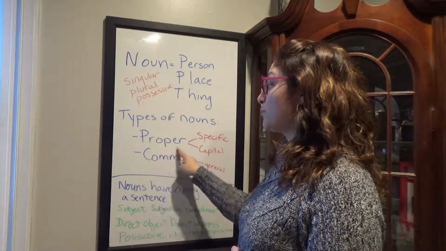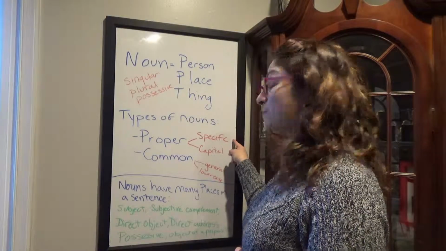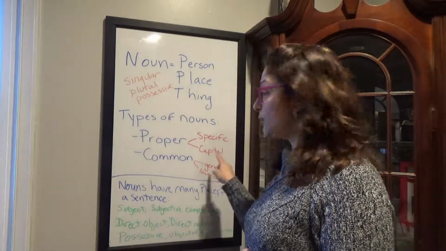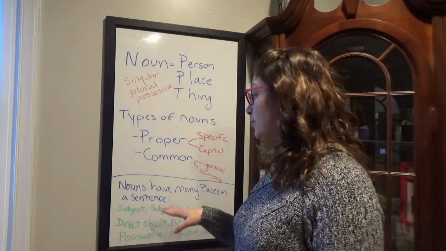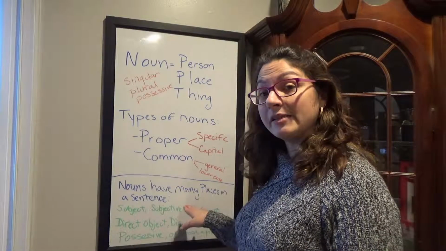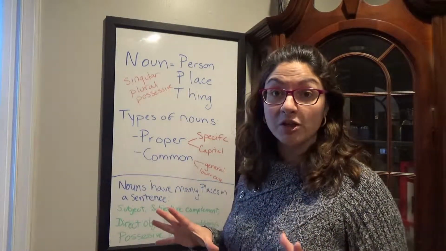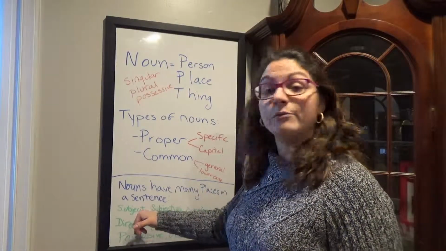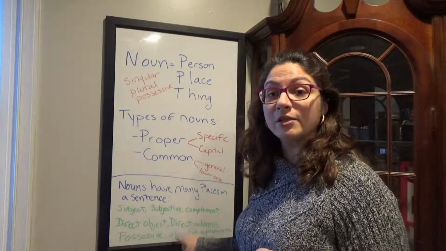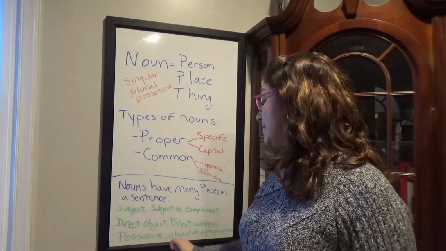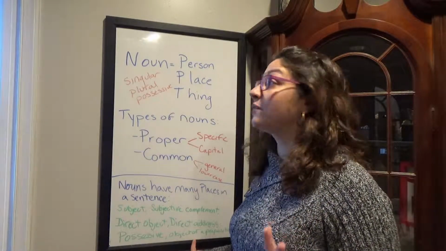Types of nouns: proper and common. Proper nouns signify something specific and usually start with a capital letter, while common nouns are more general and start with a lowercase letter. Nouns have many places in a sentence. They serve many functions in the parts of speech that we speak. So they can be the subject of a sentence, they can be a subjective complement, they can be the direct object, the direct address, the possessive, or an object of a preposition. These are all functions of nouns.